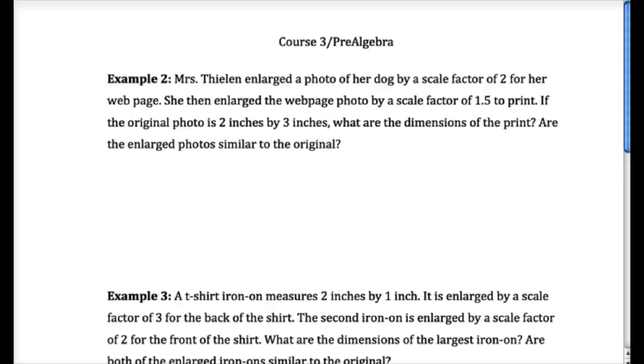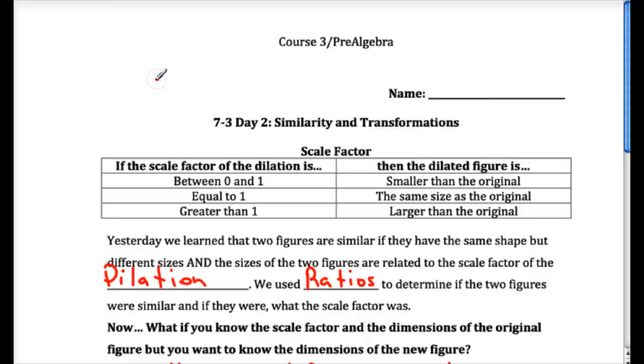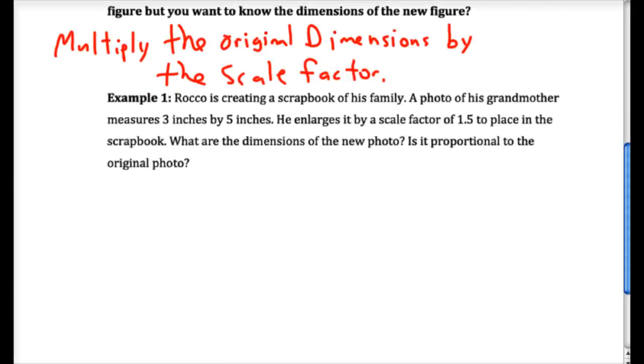All right? Wait, what? How did I get to page 2 already? All right, here we go. Changed on us. Who would like to read us example 1 loud and proud? Who likes to read? Go ahead, Minetti, give it a shot.